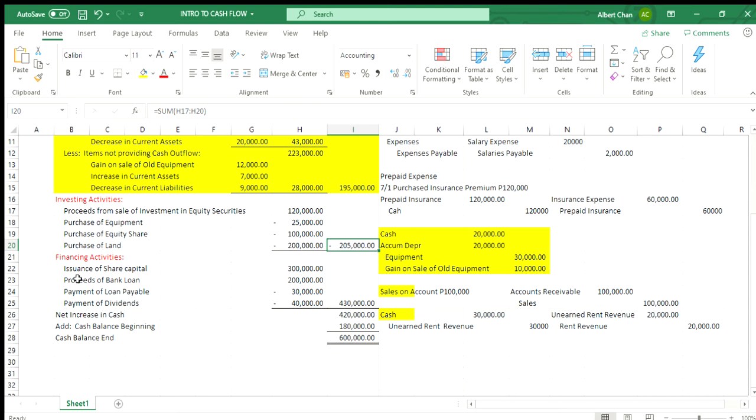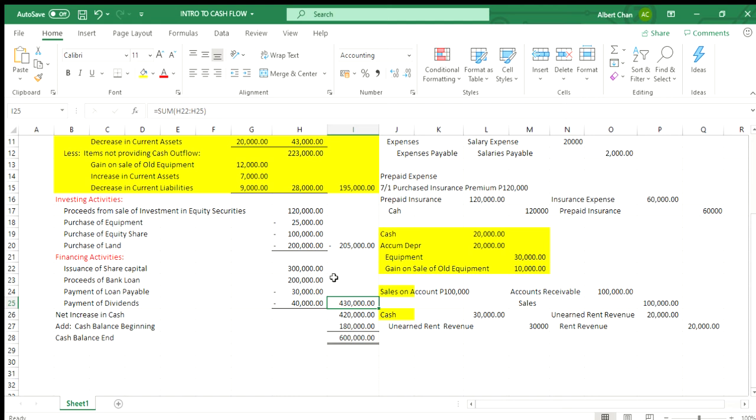Now for financing, when you issue share capital, that is cash receipts. When you receive a loan from the bank, 200,000, that is cash receipts. That is a source of funds. When you pay your loan, that is cash out. When you pay dividends, that is cash out. So look, your cash provided by financing activity is 430,000. It is positive and it's a big amount. How will you interpret that?